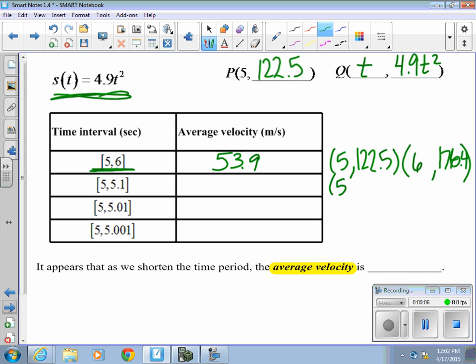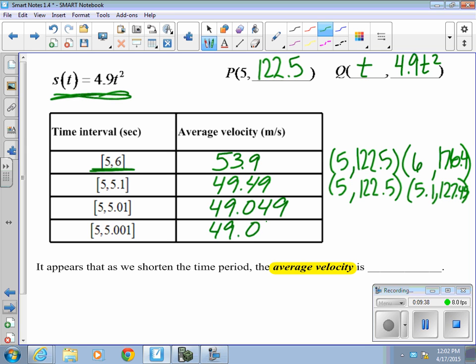Do that again and again. The point at 5, which will always be the same, and the point at 5.1. Plug the 5.1 in to get the y, 127.45. When you find the slope of those 2 points at 5 and 5.1, you get 49.49. Do it again using 5 and 5.01, and then again using 5 and 5.001, and you get the following 2 slopes. It appears that as we shorten the time period, the average velocity is getting closer and closer to 49.